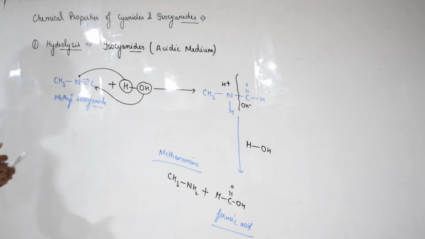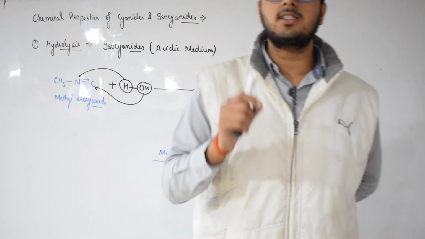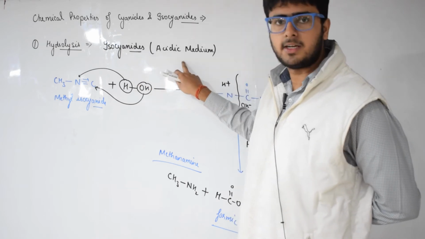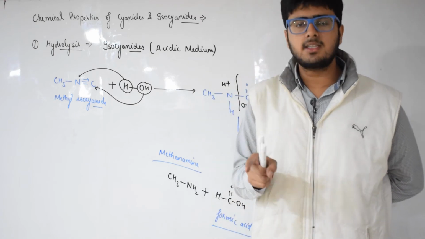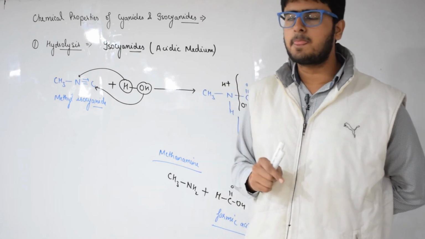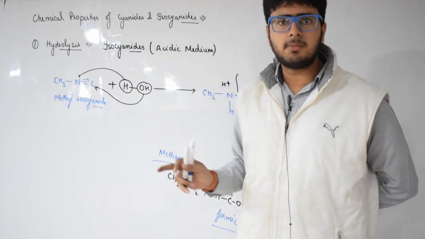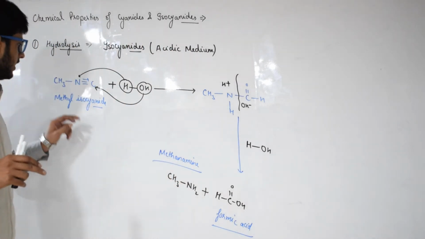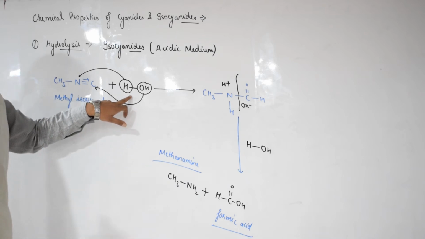So, this is the hydrolysis of isocyanides in acidic medium. I repeat, isocyanides cannot be hydrolyzed in basic medium. Isocyanides can only be hydrolyzed in acidic medium, whereas cyanides can be hydrolyzed in both mediums, acidic as well as basic. But when we are discussing isocyanides, they can only be hydrolyzed in acidic medium, not in basic medium.